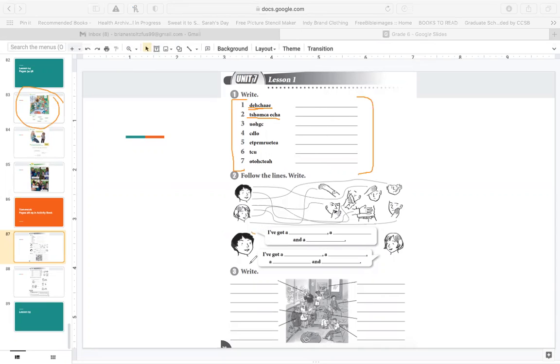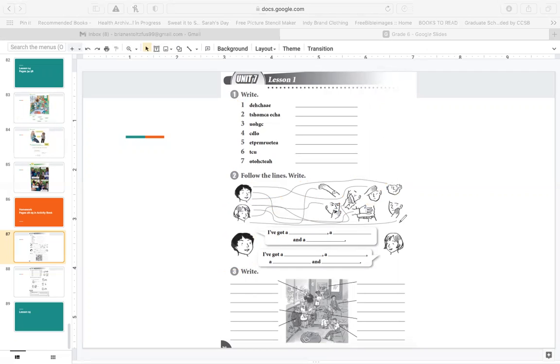Next, look at this boy. Follow the lines. He's got a headache. So write, I've got a headache. What else does he have? Follow the line. I've got a cold. Right, a cold. And follow the line. A temperature. So I've got a headache, a cold, and a temperature.